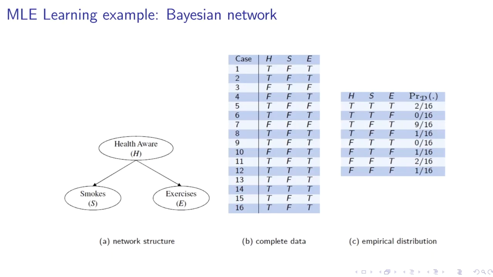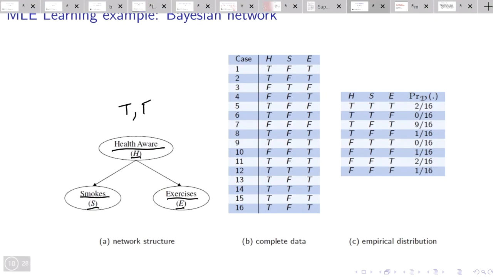Now let us derive the maximum likelihood estimates for an example Bayesian network as well as the data set given on the slide. Okay? So the Bayesian network has three variables: health aware, smokes, and exercises. Let's represent the variable health aware by H, smokes by S, and exercises by E. Let us say that each variable can take two values, true and false. Okay?